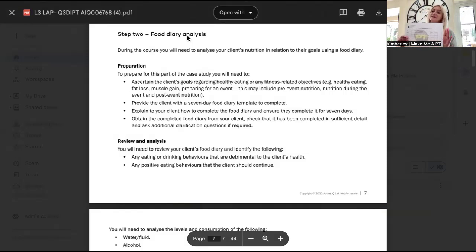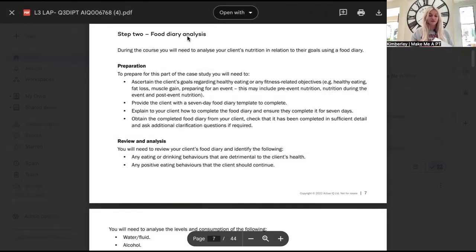So what you need to do is ask your client to fill in a 7-day diary and make sure that they feel comfortable to do so, and be as honest as possible. We can only help people if they are 100% true, because we know sometimes people might put a little bit of a lie in there. But if you can make them feel comfortable and not judged, because ultimately they need to feel comfortable with you as well.